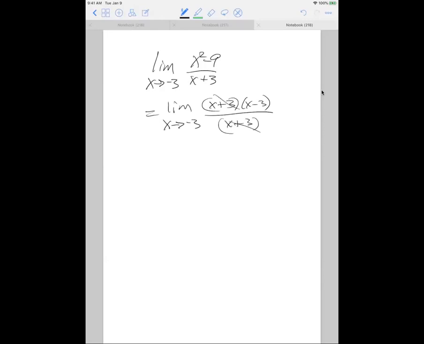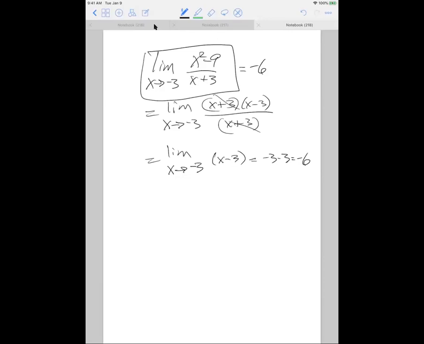As a result, the answer to the problem is going to be the same as the limit as x goes to -3 of x minus 3. That now has no problems. I can just plug in the -3 and get the answer. I get -3 minus 3, which is -6. So the answer to the original question is -6. And I want to point this out on Desmos.